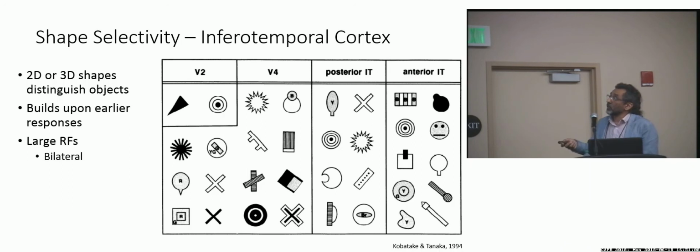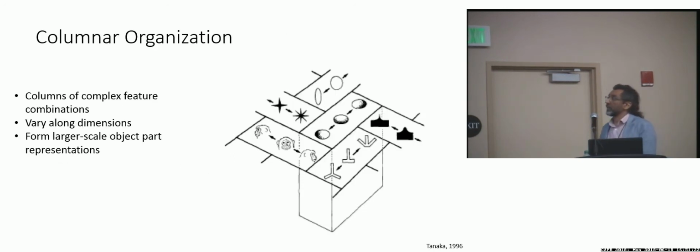Now, you've seen earlier, shape selectivity is important in the ventral stream, and shape selectivity increases in complexity as you go along the ventral stream, getting up to the most complex objects in anterior IT. I'm not going to go into how that is worked out because it was quite well taken care of. But I will go into how it's organized, because that's important when it comes to object recognition.